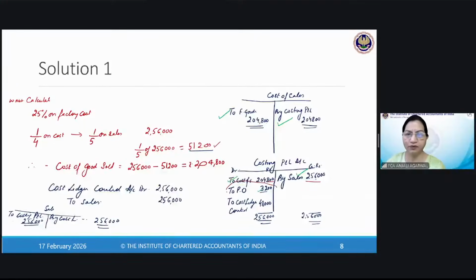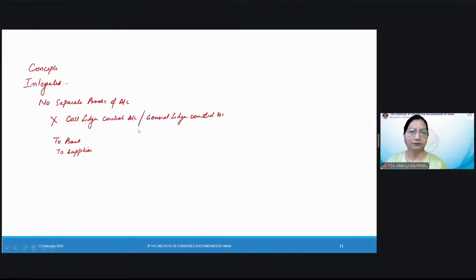But remember, the production overheads were under-recovered, which was written off to costing P&L. Therefore, our profit comes out to be only 48,000. Cost of sales would be debited with finished goods and credited by costing P&L. Sales account would be credited by cost ledger control account, and in sales we will debit the costing P&L. Okay. So integrated is almost the same. Everything is the same. Just don't use the name cost ledger control account or general ledger. Instead use to bank or to supplier.